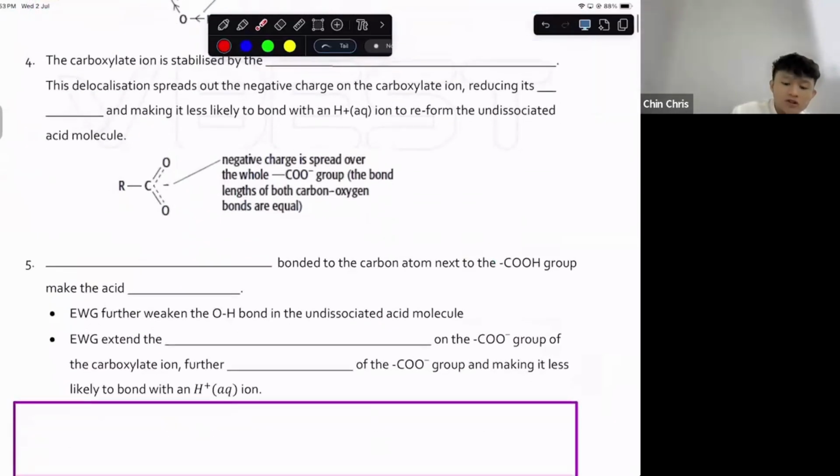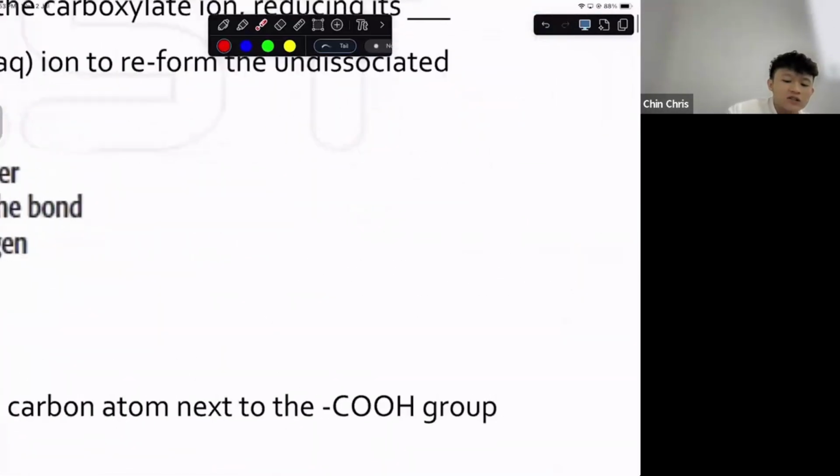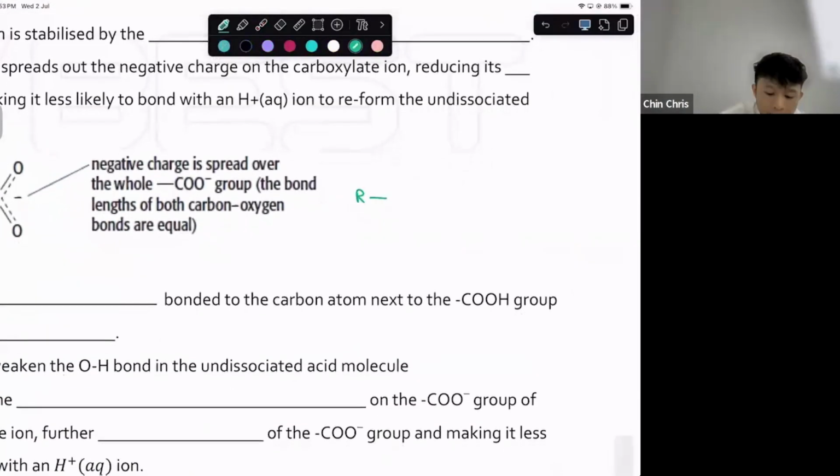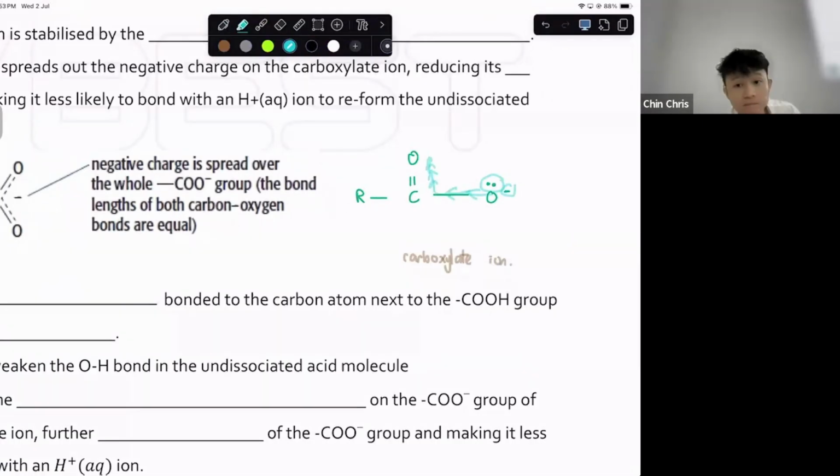Right, guys, what about your carboxylate ion? When the carboxylate ion is formed, it is quite stable. Let's look at the carboxylate ion. This is a carboxylate ion, and the same thing happens. The lone pair, the negative charge, is also being drawn towards the O here.